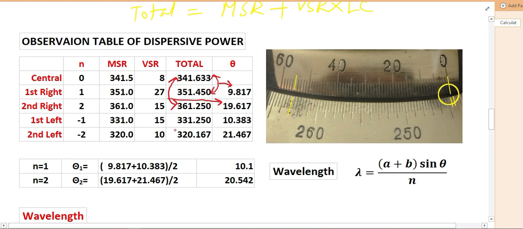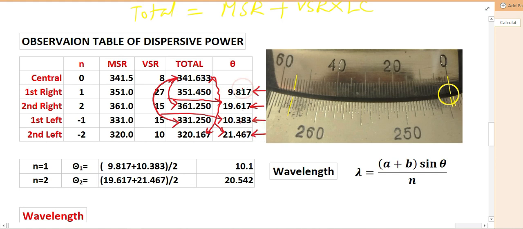Then on the left hand side, for n is equal to -1, you have to take the difference between these two. For n is equal to -2, you have to take the difference between these two. So this difference gives you this number, and this difference gives you this number. So this is n is equal to 1, this is n is equal to -1, this is n is equal to 2, and this is n is equal to -2.